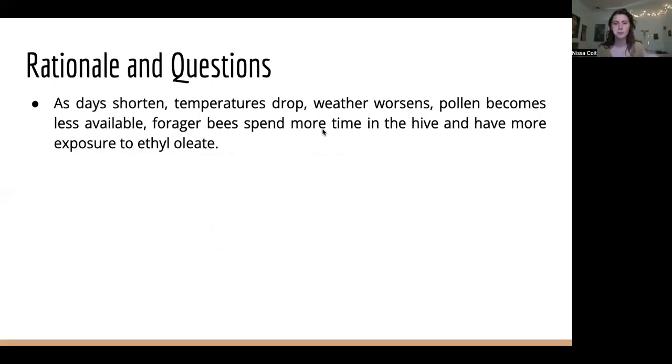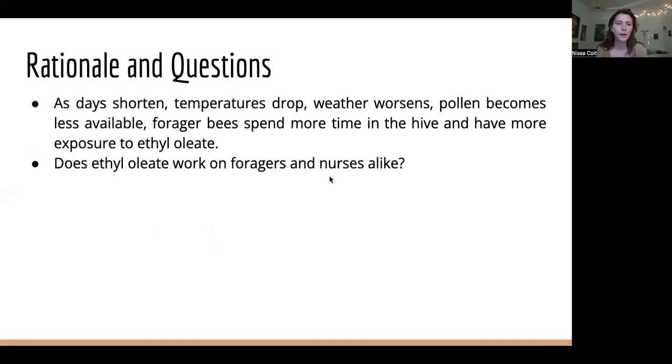Basically, I covered this a little bit. As the days shorten, the temperature drops, the weather worsens, and pollen becomes less available, the forager bees are spending more time in the hive, and they have more exposure to ethyl oleate, both forager bees and nurse bees. And we wanted to know if it worked on forager bees and nurse bees in the same way, or if one of those age groups was more behaviorally plastic and able to respond to ethyl oleate better than the other one.